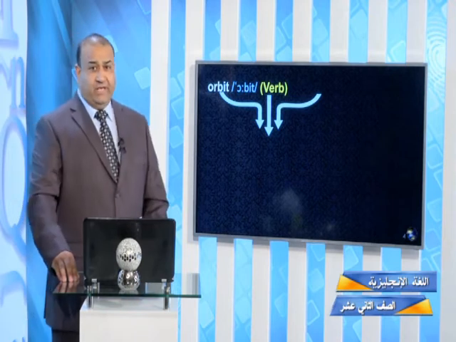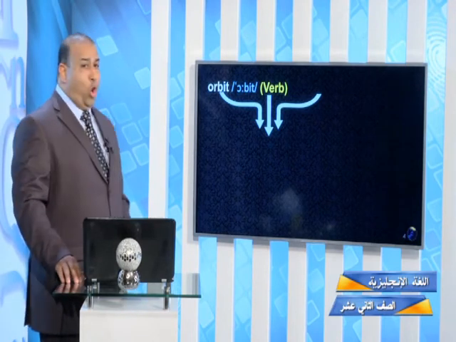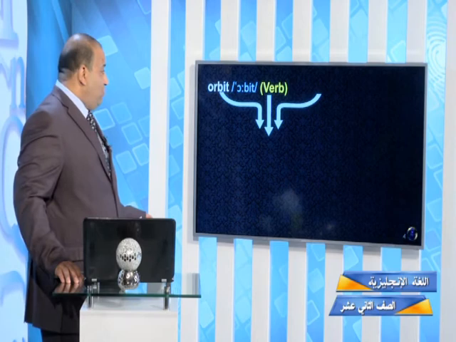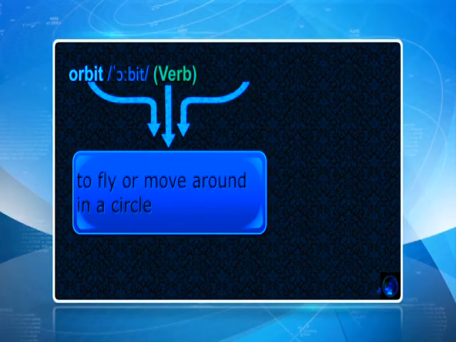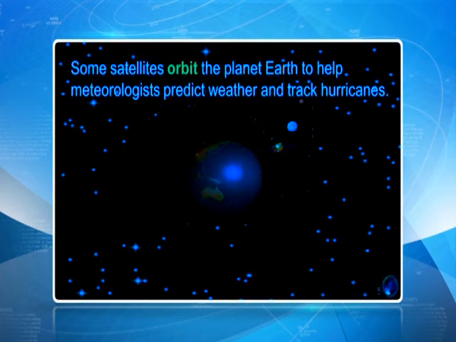The first word is a verb, which is orbit. So what's the meaning of orbit? Orbit is to fly or move around in a circle. Let's illustrate the vocabulary item in a very simple sentence. Some satellites orbit the planet Earth to help meteorologists predict weather and track hurricanes.